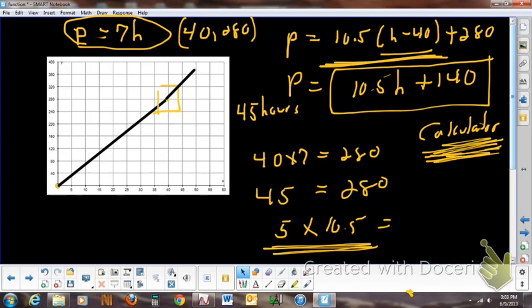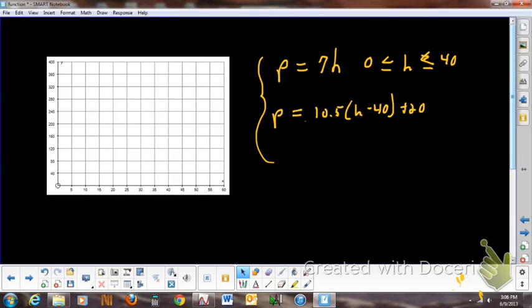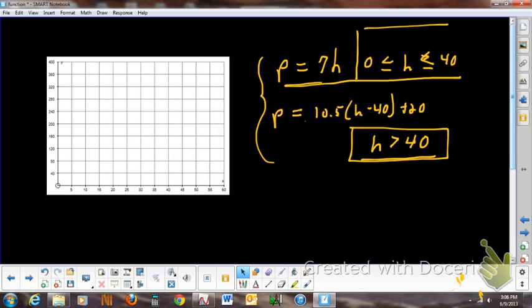Now, just to finish this off, here is the first equation with its domain, the second equation with its domain, H is going to be basically greater than 40. And so that's the domain for the second equation, H is greater than 40. You will write it like this with the notations for the domain, a little double bracket to show that this is the function, and then you will graph it onto your graph.